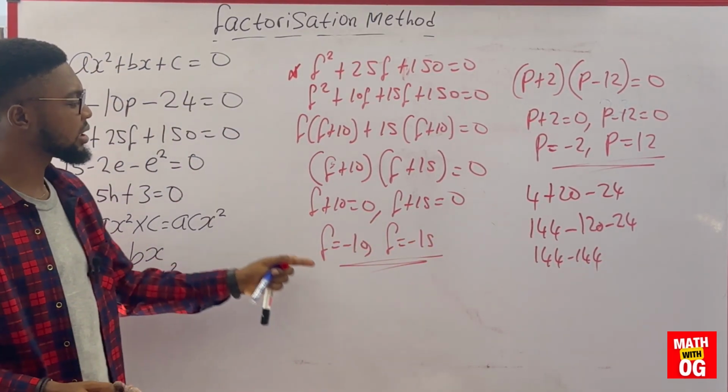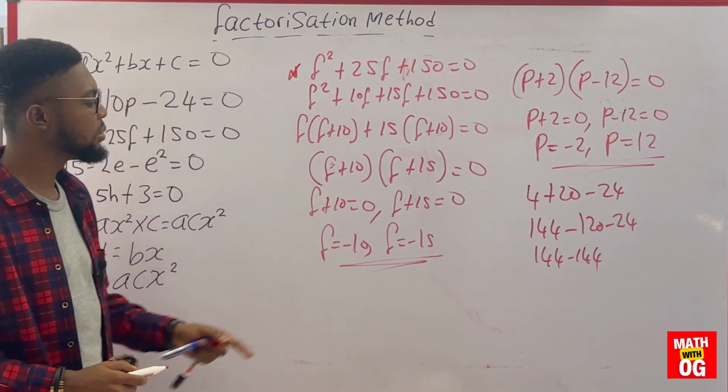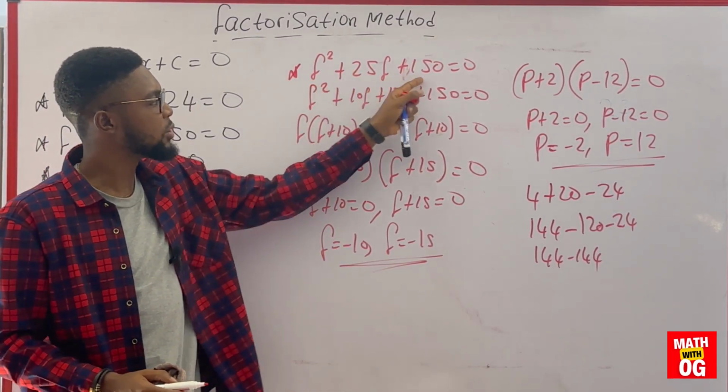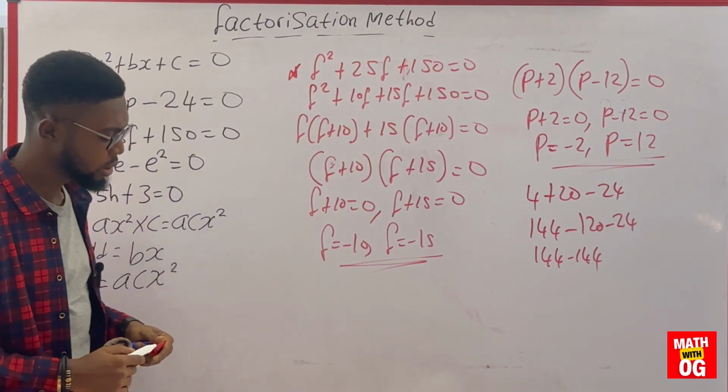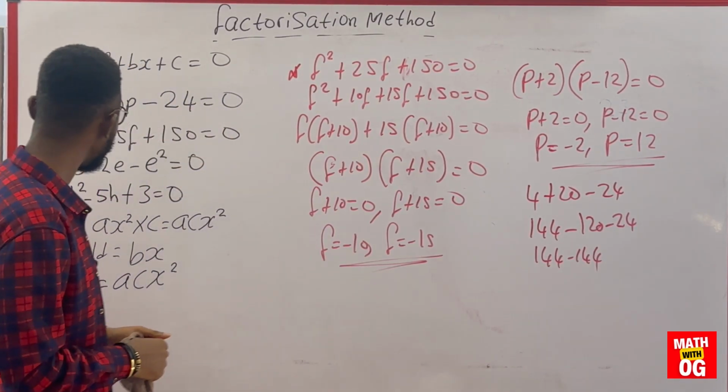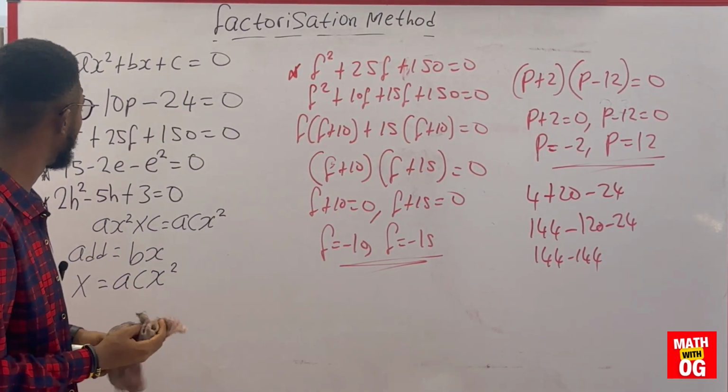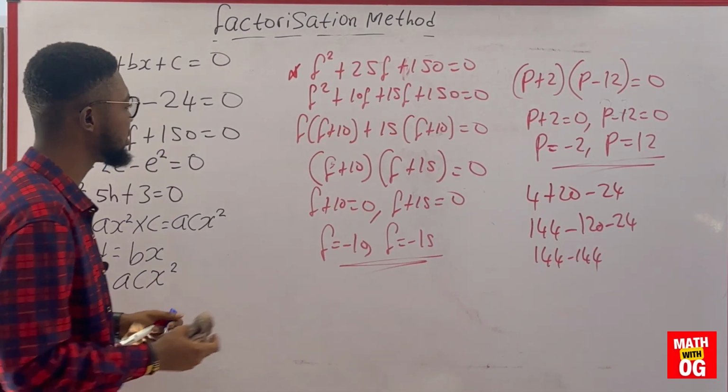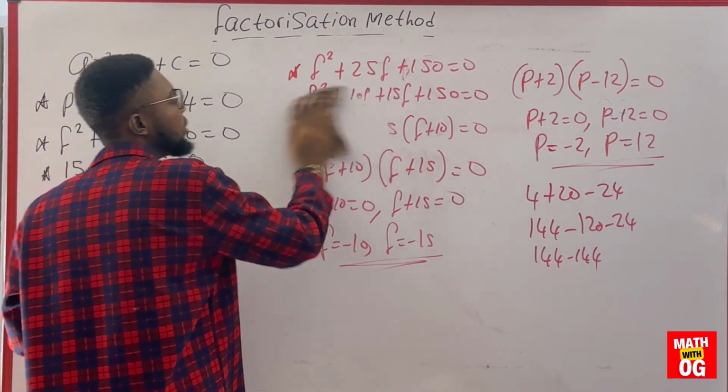On your own, you can check if these answers are correct. That means if you put them into this expression, it should be equal to 0. Now the next question: 15 minus 2e minus e squared equal to 0.